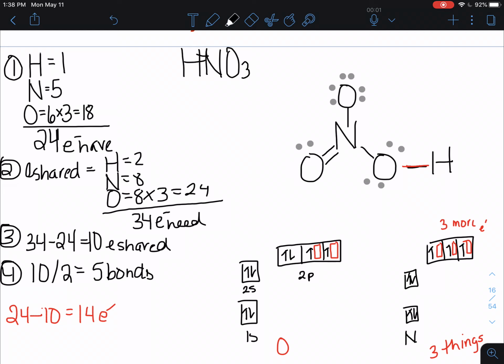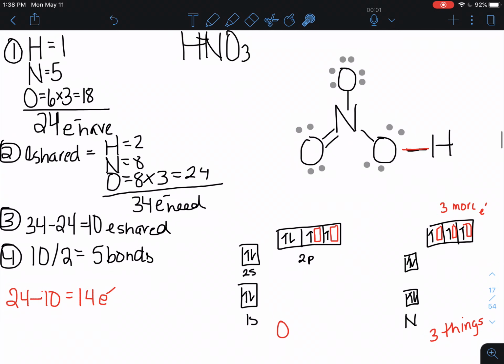Sorry, these are my little dots. Okay, so let's see what I just placed. I just placed 4 here, so that gives me 10. I just placed 4 here, which now gives me 6, and I placed 6 here, which leaves me with 0 electrons left.